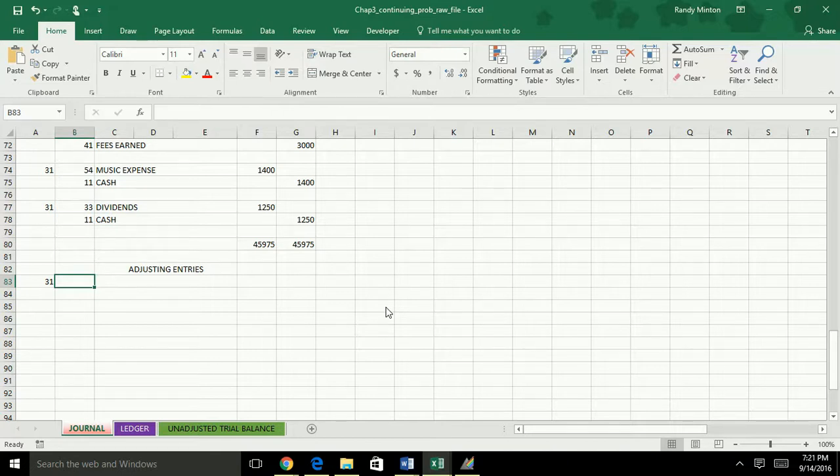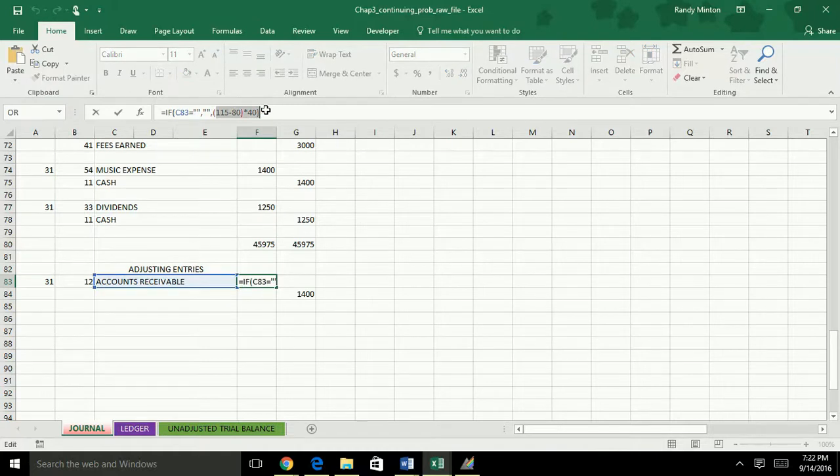Well, since we're not getting cash here, it must be accounts receivable. Accounts receivable is an asset. It goes up on the left-hand side and down on the right. The number we've assigned it is 12. So accounts receivable, and the amount is going to be $1,400. Now it's already out here because I went ahead and created the formula for it. And basically, if you look up here at the top, here's the formula. It's 115 hours minus 80 hours times $40 per hour, and that yields $1,400.